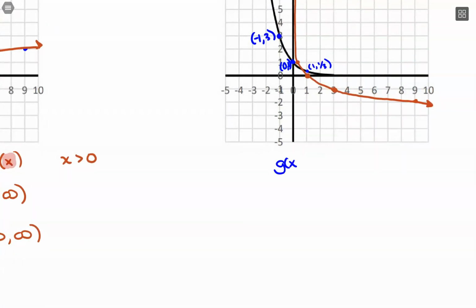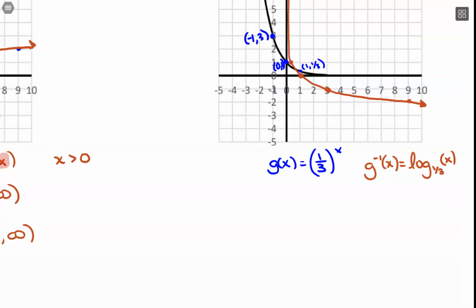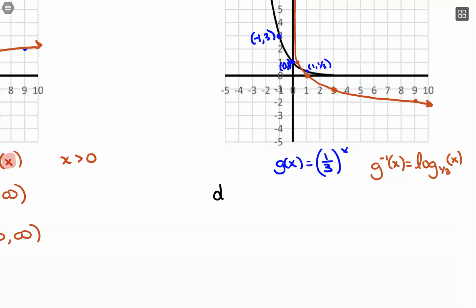So, domain and range. So our original function is that (1/3) to the power of x. Our inverse function is a logarithm base 1/3 of x. So our domain and range. So for our exponential function, domain is all real numbers, and range starts at 0 and goes off to infinity. So exponential growth or decay doesn't change those. It's always input is all real numbers. We can plug anything in. Range is 0 to infinity.